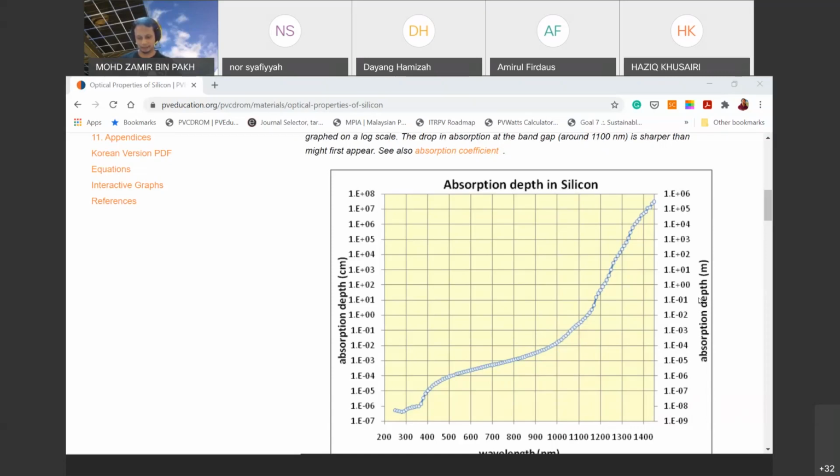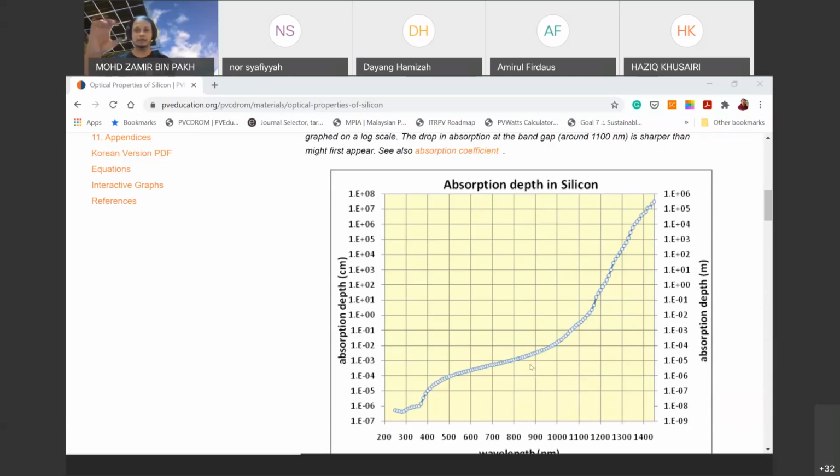10 kuasa 11. Really? Are you sure? Okay, if you want to convert, 10 micron, right? If you write 10 micron is equal to 10 times 10 to the minus 6 meter, right? And that is also equal to 1 times 10 to the minus 5, isn't it? So 800 nanometer requires about 10 micron of crystalline silicon to be absorbed.